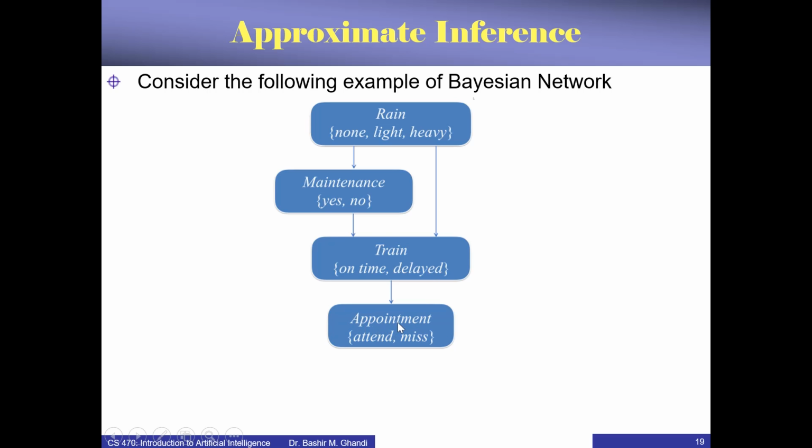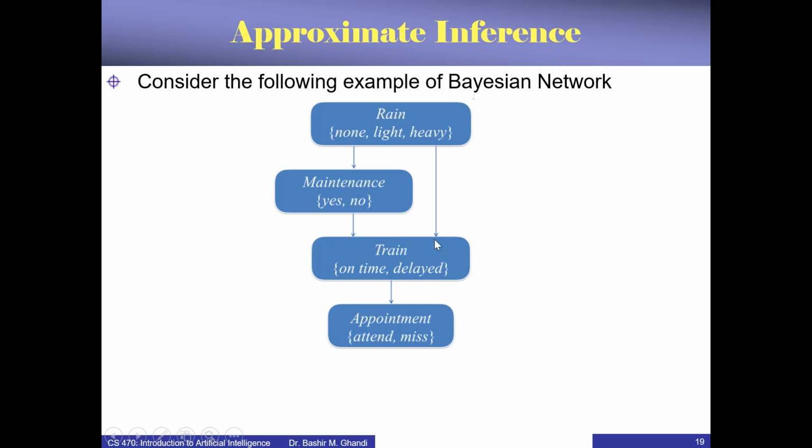He's going to travel by train, so him being able to meet his appointment depends on whether the train is delayed or it came on time. If the train arrives on time, most likely he will be able to attend his appointment. But if the train is delayed for some reason, then he may miss his appointment. Okay, this is one. Now, what about the train being on time or being delayed?